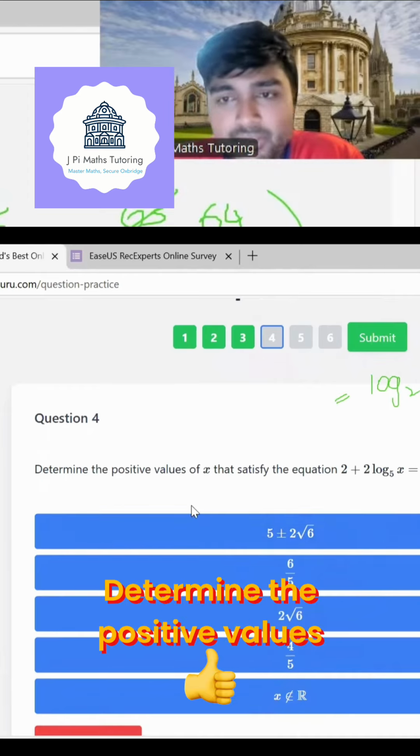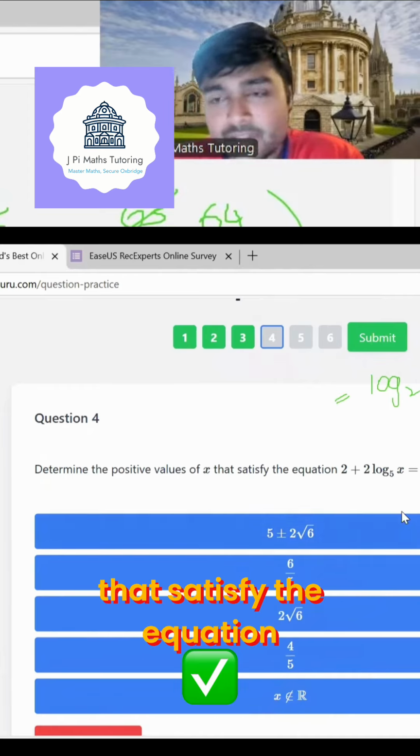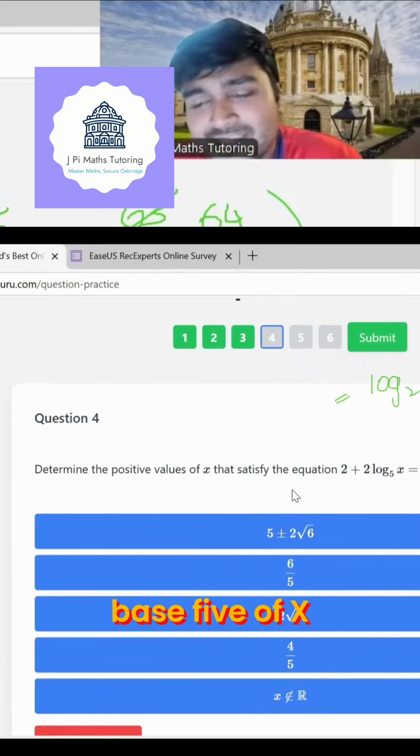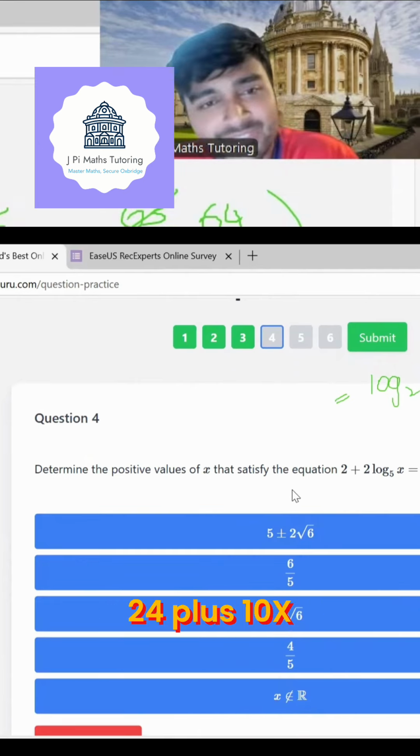Okay, let's have a look at this. Determine the positive values of x that satisfy the equation 2 plus 2 log base 5 of x equals log base 5 of 24 plus 10x.